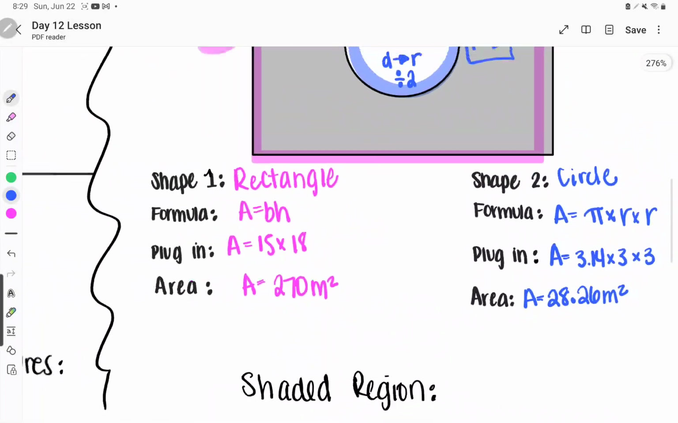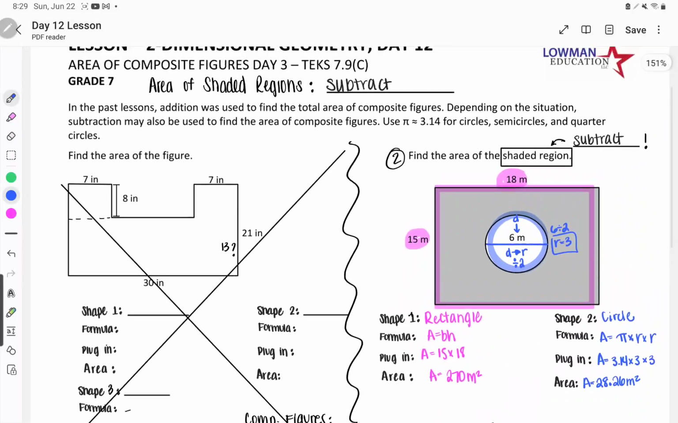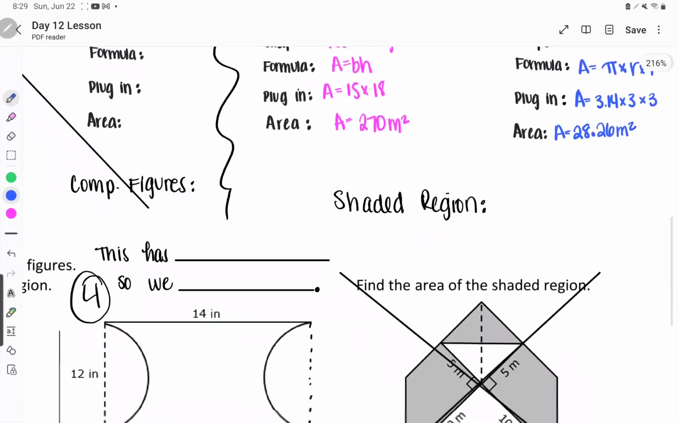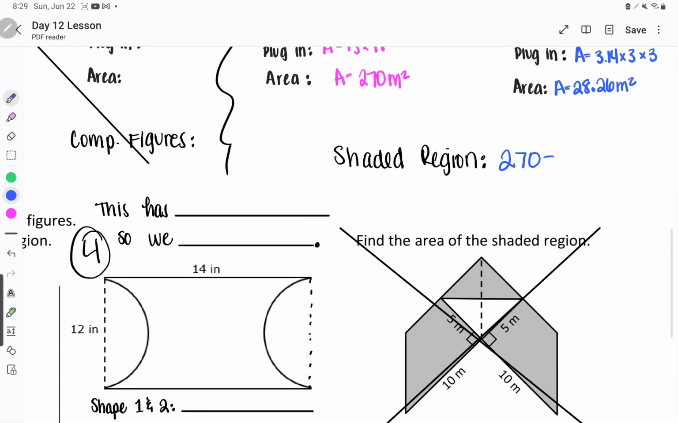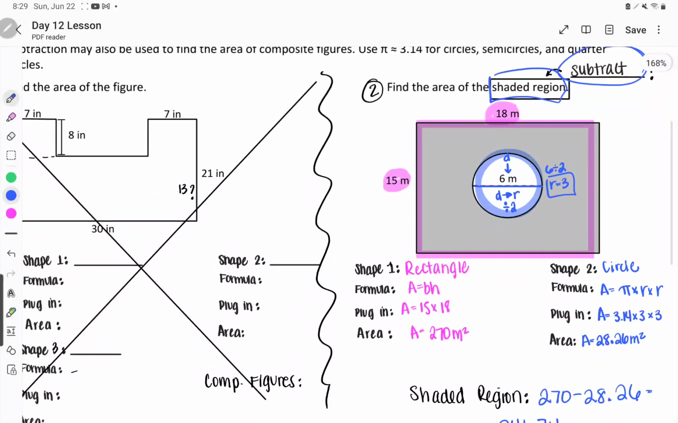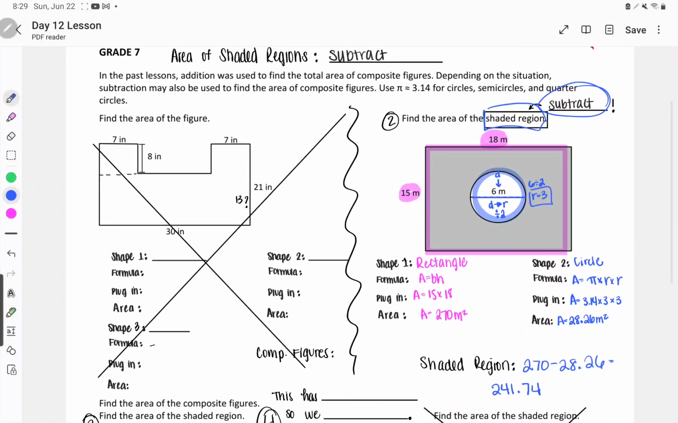Now, we have to find the area of a shaded region. The area of a shaded region means that we cut something out. So that means we're subtracting. So I take 270 and I subtract 28.26. And that's going to give me 241.74. Now, if at any point you did not get this written down, make sure you write down whatever you're missing. There's that snippet for you.